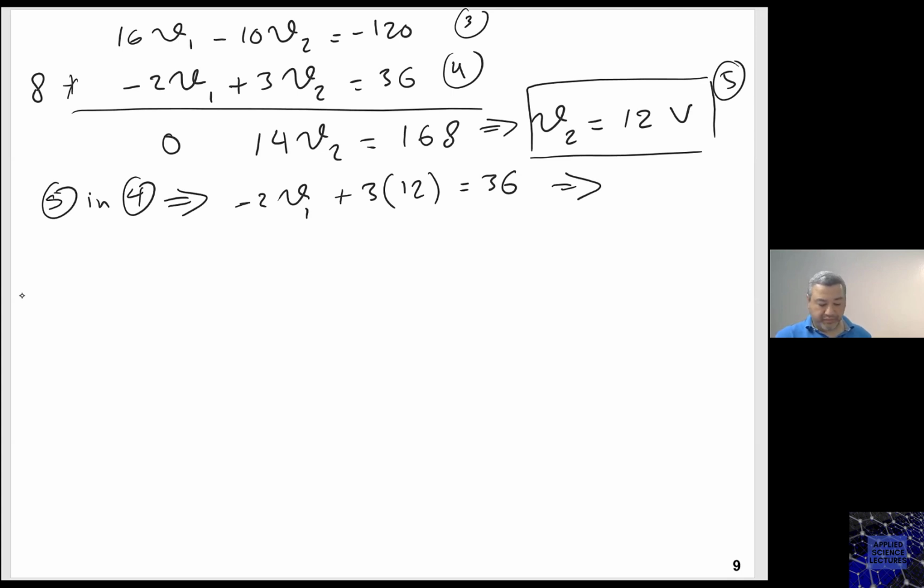Then I have here V1 equals 0 as well. So this is how we solve the nodal equations for a circuit that does not have voltage sources. If you have any question, please go ahead and ask.